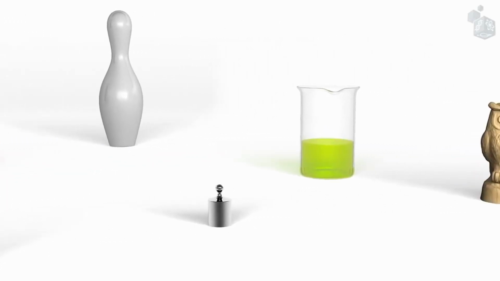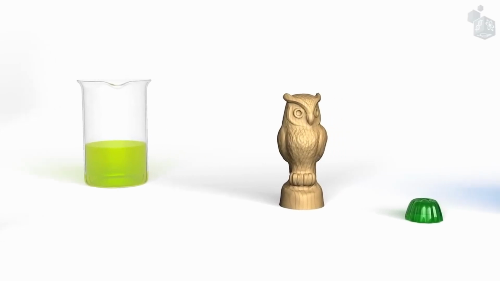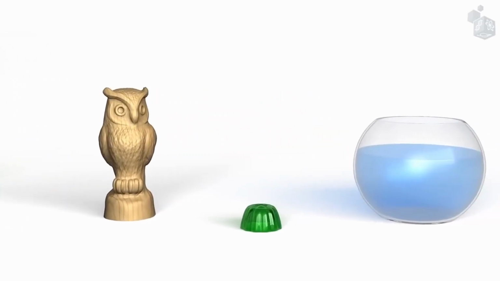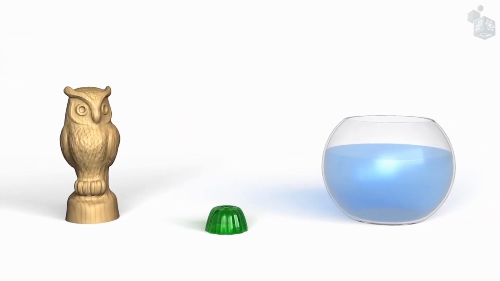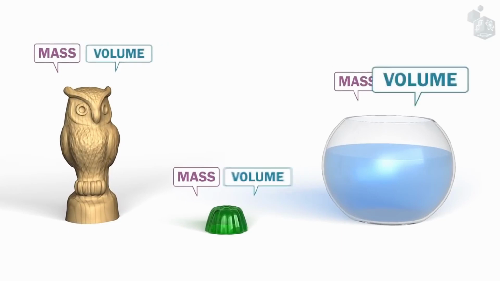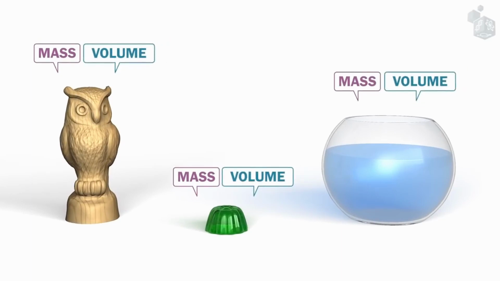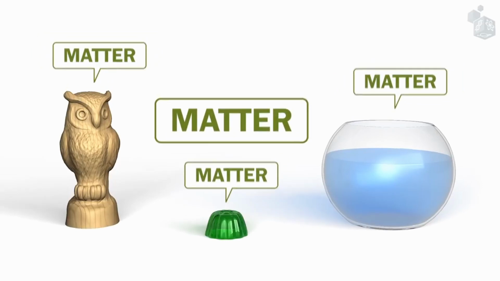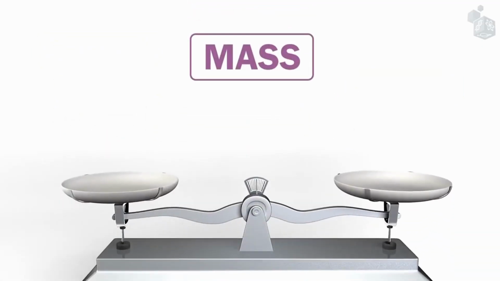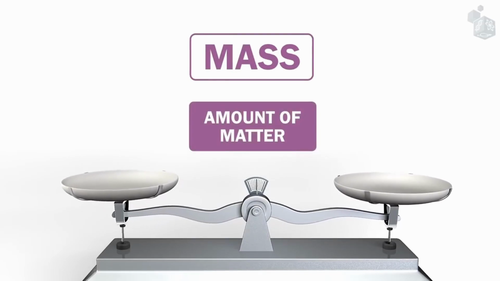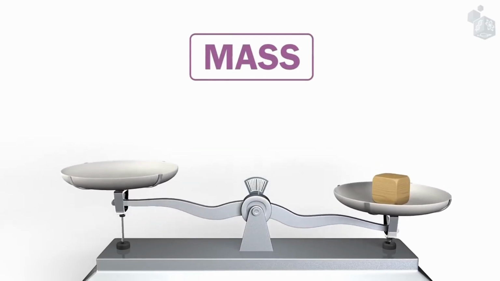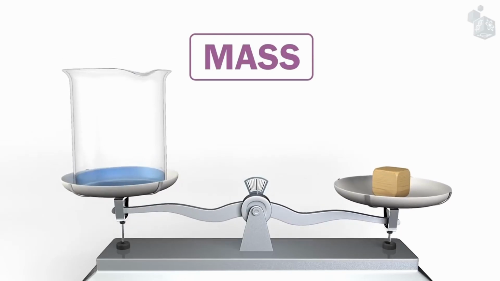All objects around us have two things in common. They have mass and volume. Everything that has mass and volume is matter. The mass of an object is a measurement of the amount of matter it contains. The greater the matter of an object, the greater its mass.